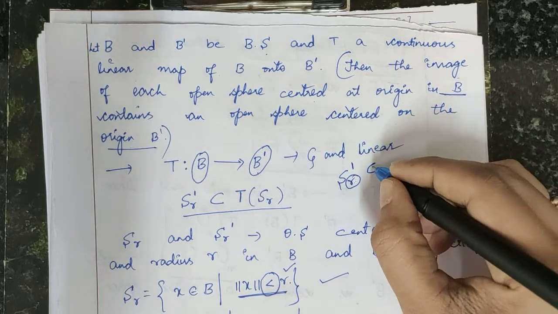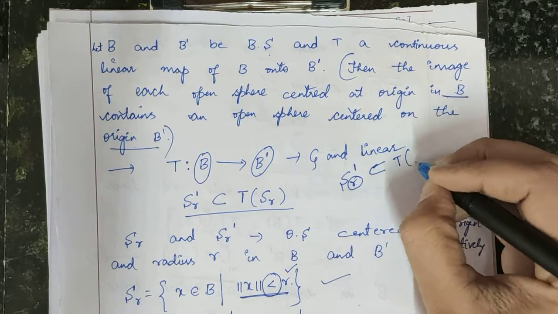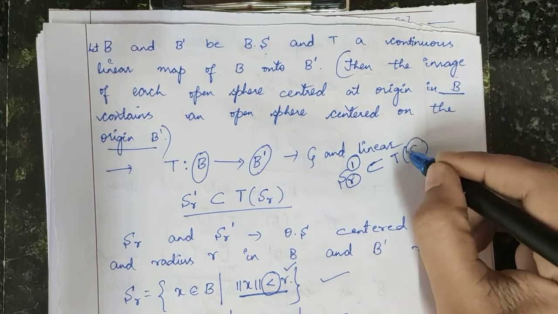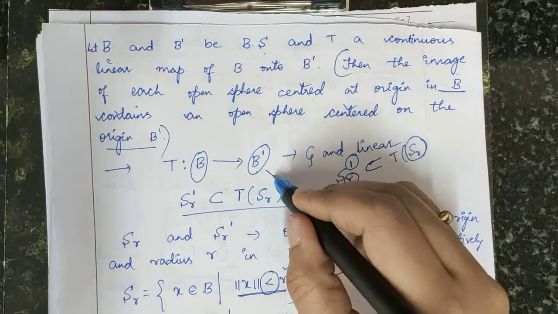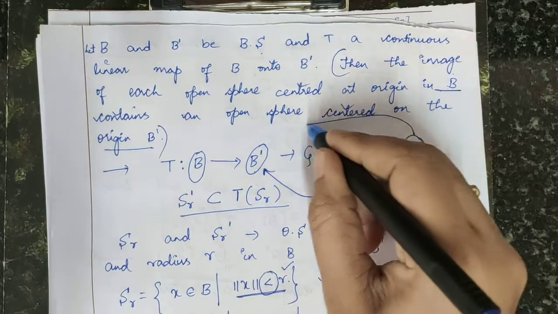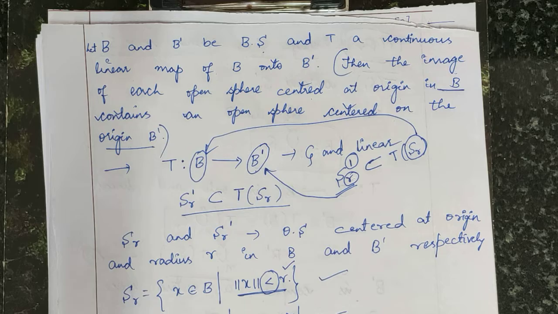So this is contained in the image, which means it will be T of SR. Here you can observe this is SR prime and this is SR. Why? Because SR prime is with respect to the Banach space B prime, whereas SR is the open sphere with respect to the Banach space B. So these are all the things we are supposed to prove.